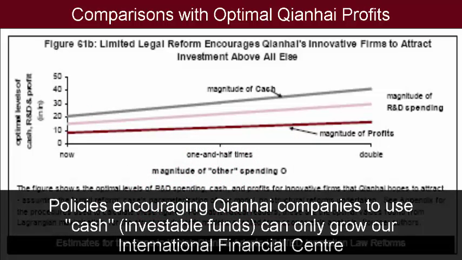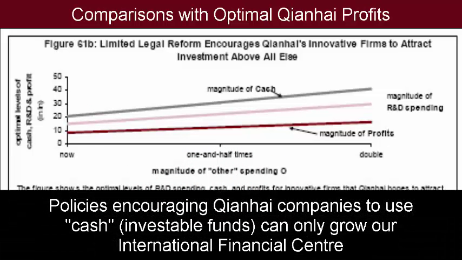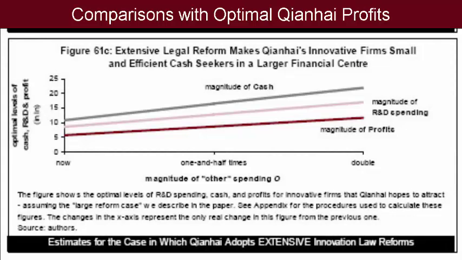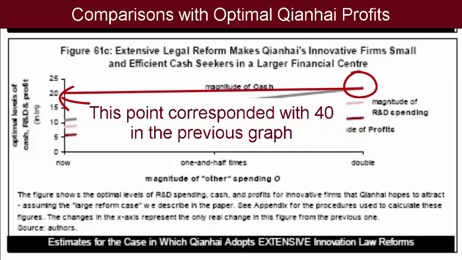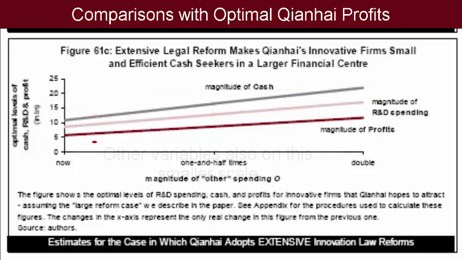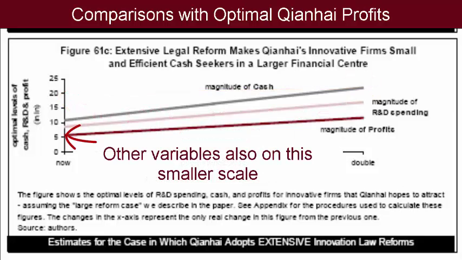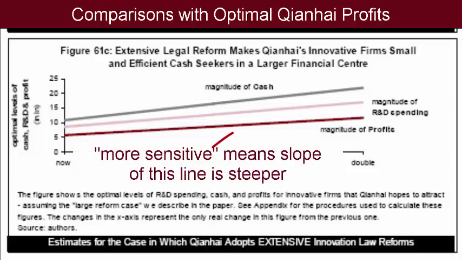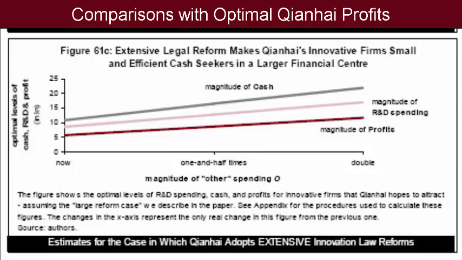Yet such reform would probably maximize Hong Kong and Shenzhen's position as a financial center, as such reforms would maximize the amount of cash that these companies need to attract. As Qianhai engages in extensive regulatory reform, we see that the amount of cash these companies require falls, as does the magnitude of R&D spending, and we see greater sensitivity of optimal profits to other types of spending. Thus, we can expect even smaller companies engaging in innovation would benefit without taking away the benefits of growing the region as an international financial center.